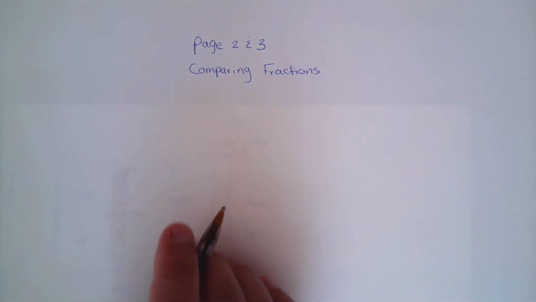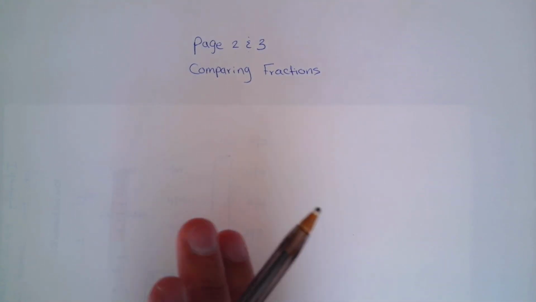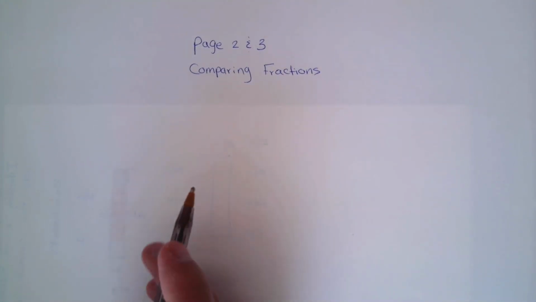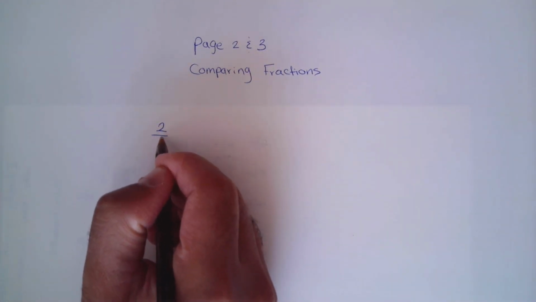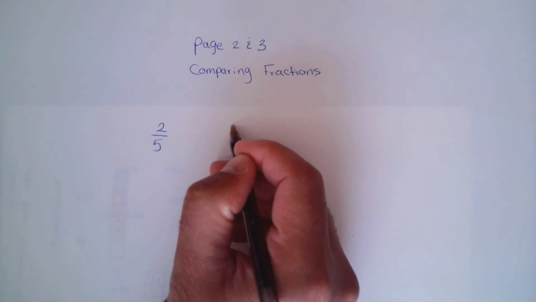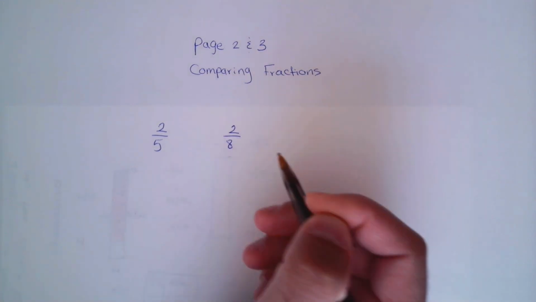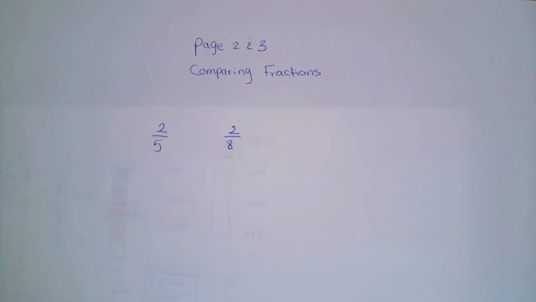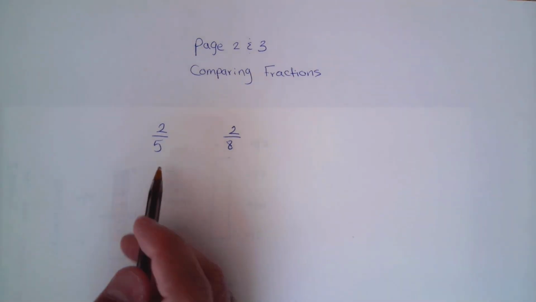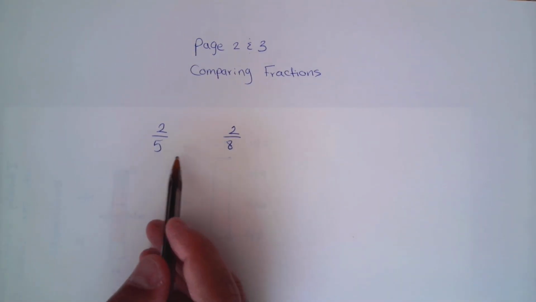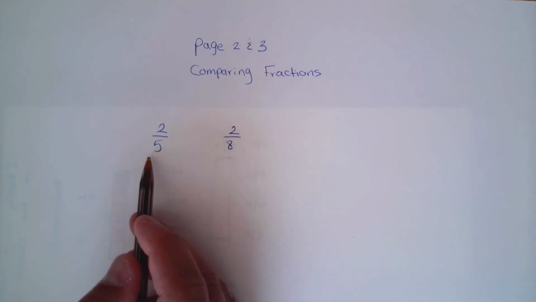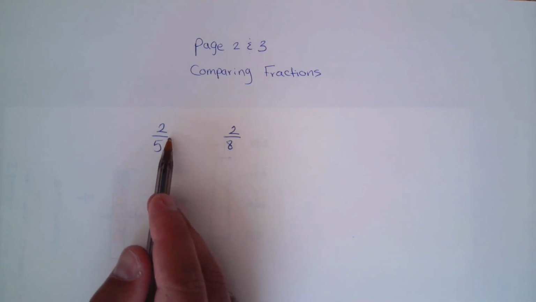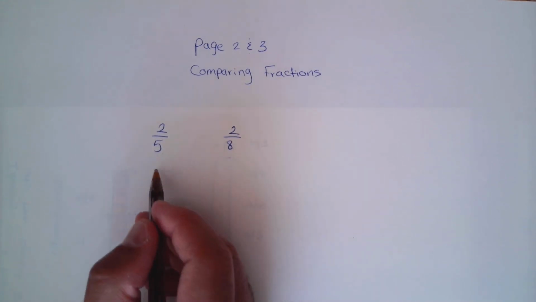We are looking at the homework for week 11 and making sure that we know how to compare fractions. Pages 2 and 3 are about comparing fractions, and we learned three ways that can help us compare two fractions. The first way is we can draw a model of our fraction. Here we have 2/5 and 2/8.